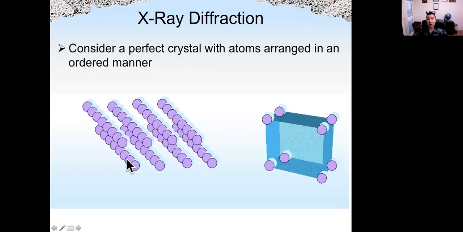We can also use the X-ray diffraction method to get the percentage of different compounds. Let's look at how X-ray can be used to do that. Consider we have a perfect crystal with atoms arranged in an orderly manner. For a certain type of crystal, the distance between atoms will be fixed.